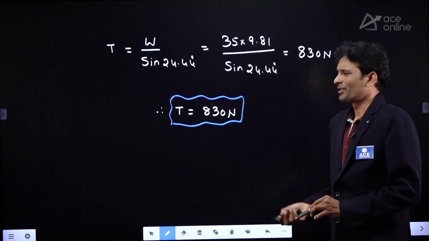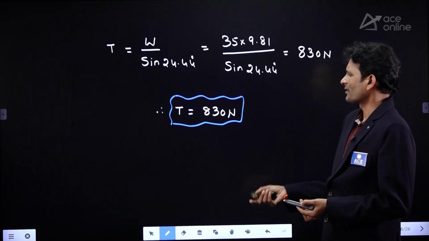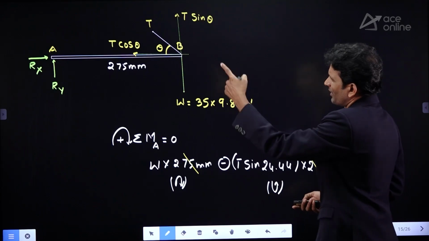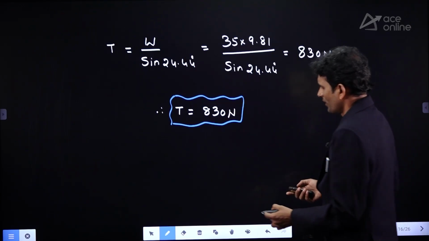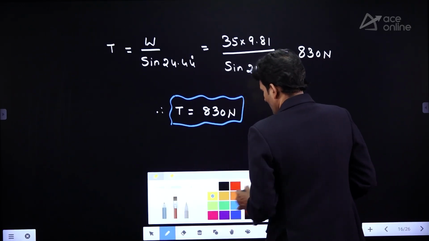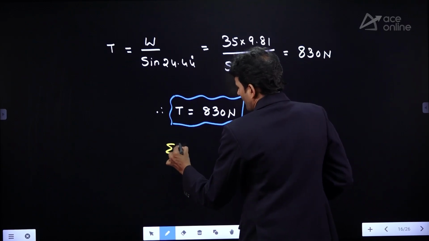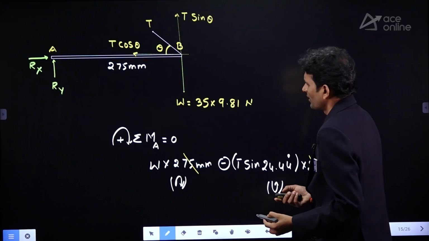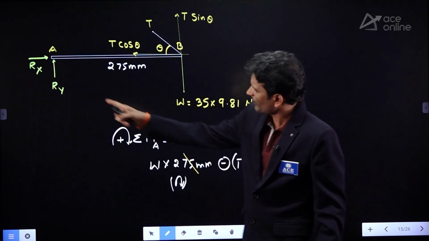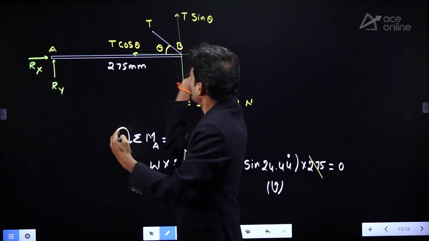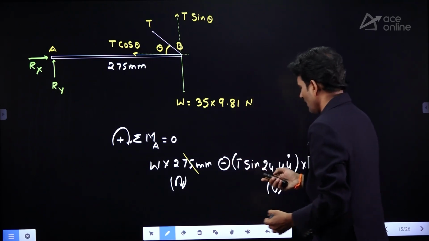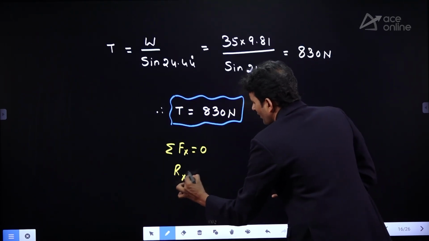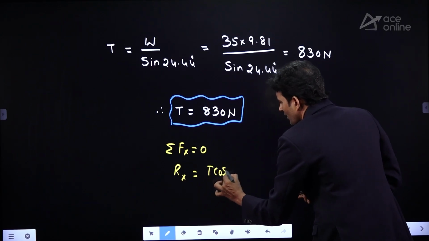But we do not require tension, we require the reaction Rx and Ry. Now use summation of forces along x equal to 0. Here we have Rx towards right, T cos theta towards left. Rx equal to T cos theta.